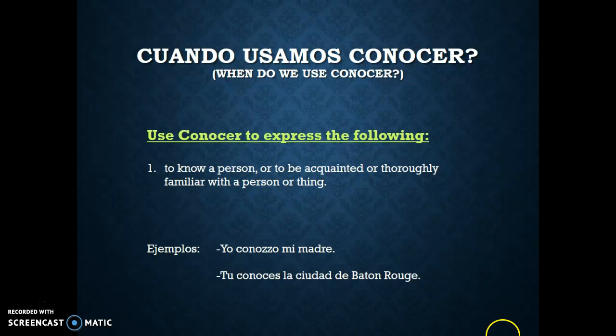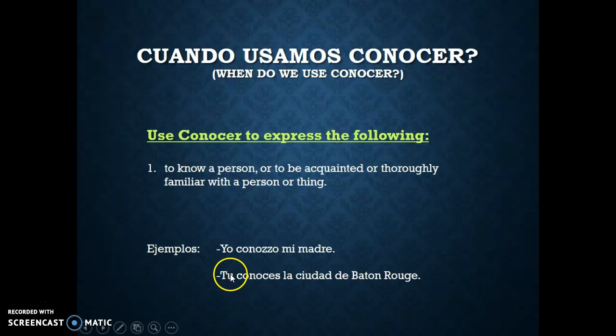An example, yo conozco, and I'm so sorry, y'all, that's C-O-N-O-Z-C-O, that should be a C. Yo conozco a mi madre. I know my mom. I know her personally. I just don't know about her. I know her personally. Tú conoces la ciudad de Baton Rouge.